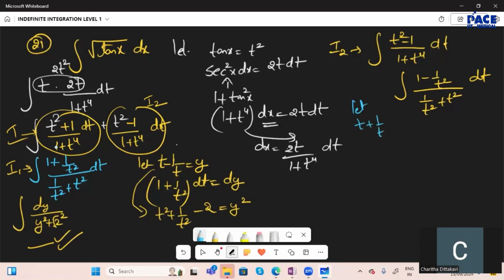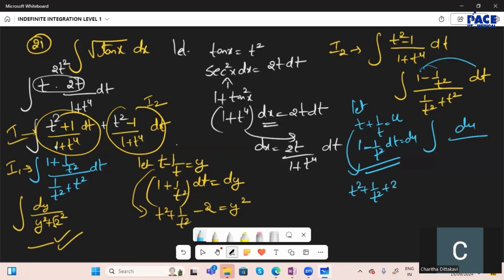t plus 1 by t equal to some u you consider, because you have 1 minus 1 by t square. In its differential form, you need to get it. So t plus 1 by t equal to u, and 1 minus 1 by t square dt equal to du. Carefully substitute: 1 minus 1 by t square dt is nothing but du. Again, squaring on both sides: t square plus 1 by t square plus 2 equal to u square. Hence, you can consider here to be u square minus 2.